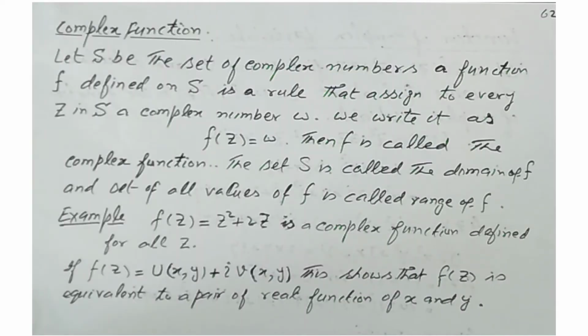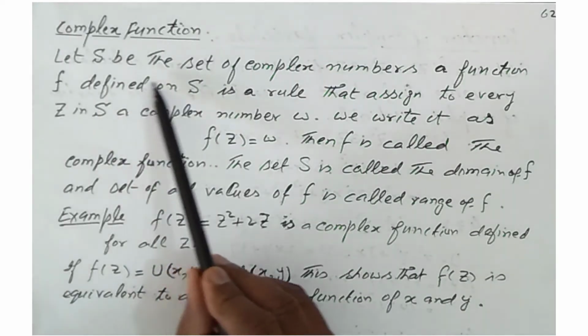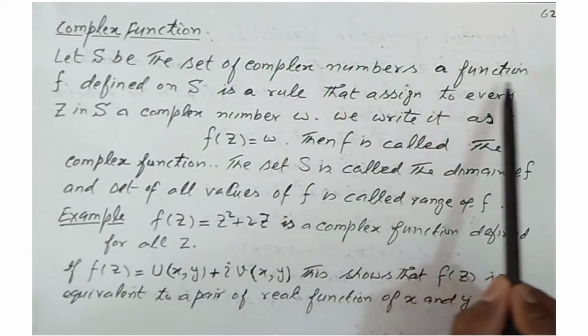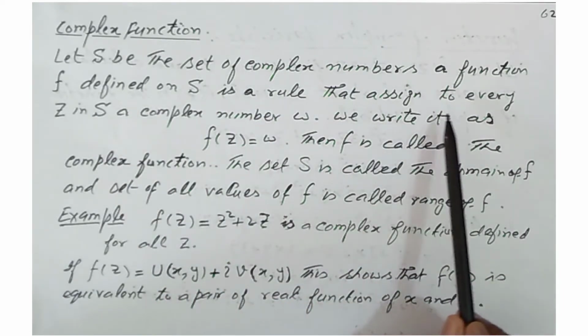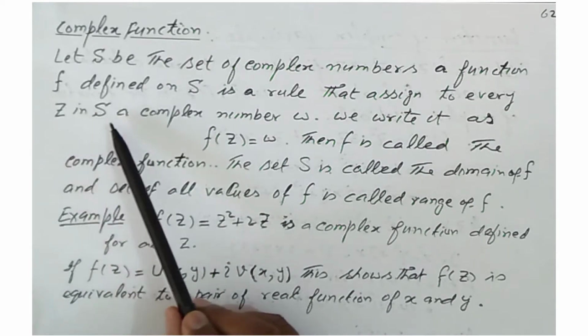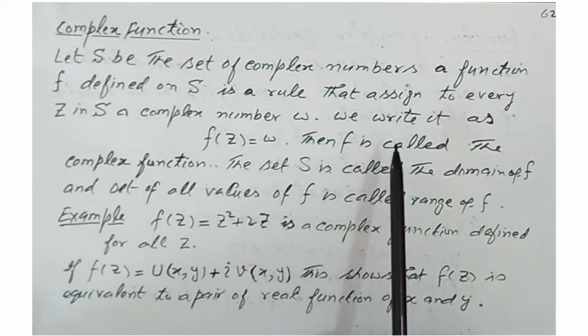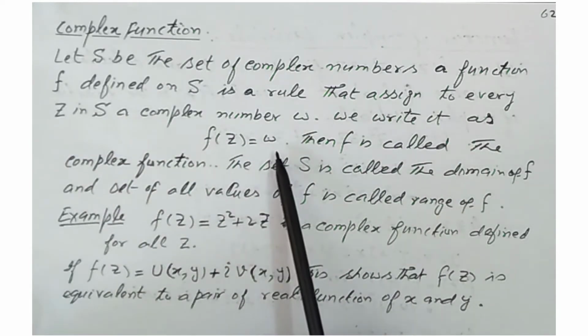Our topic is complex function. Let S be the set of complex numbers. A function f defined on S is a rule that assigns to every z in S a complex number omega. We write it as f of z equal to omega.